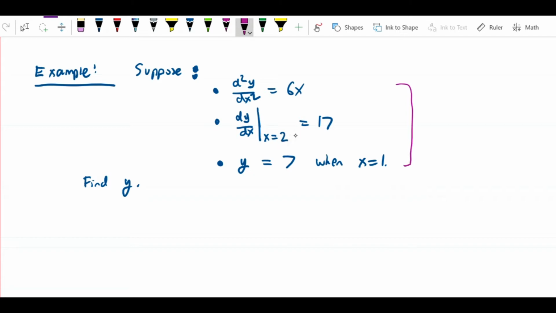I'm saying that it's going to be some function of x, and when I plug in x equals 2, I'm going to get the number 17. Similarly, I know that y equals 7 when x equals 1. So again, I'm not saying that y is the constant function 7. I'm just saying that y is going to be some function of x, and when I plug in x equals 1, I'm going to get 7. So I'm being asked to find y.